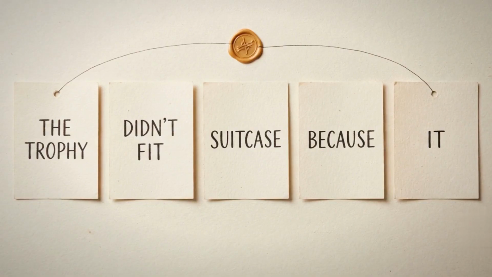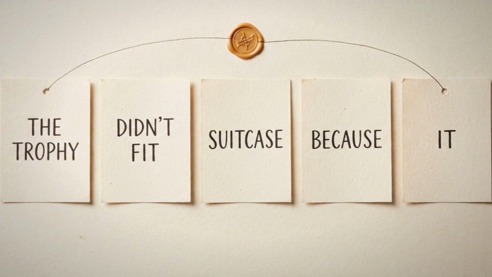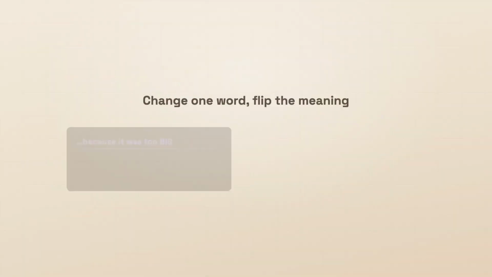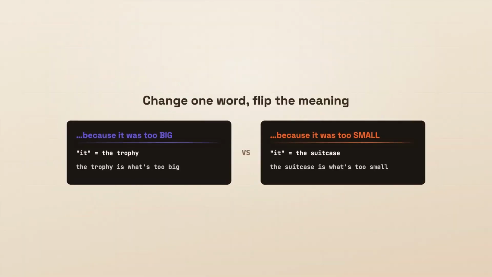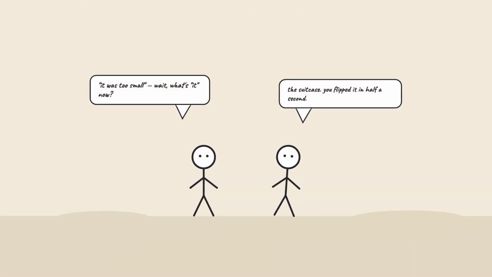Read this sentence. The trophy didn't fit in the suitcase because it was too big. Quick, what does it mean? The trophy, obviously. Now change one word: because it was too small. Suddenly it is the suitcase. You just flipped the meaning of a word using another word 7 words away. And you did it in a fraction of a second, without even trying.